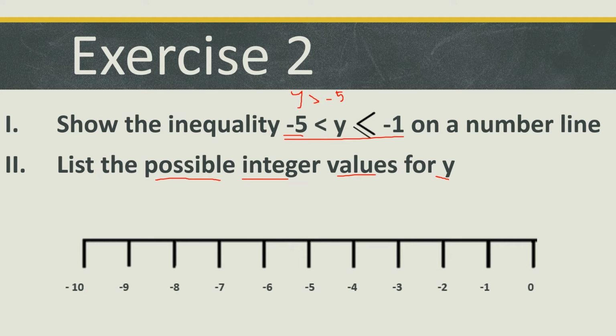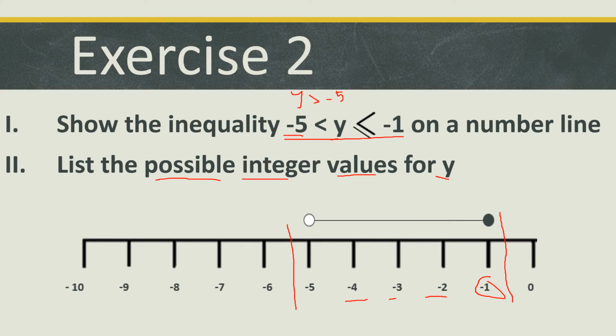But -1 would be included because it says here that y is less than and could also be equals to 1. So let's mark our limits here first. So it's from -5 to -1. So -5, we already know that it could not be included, but the numbers greater than -5 would be included.